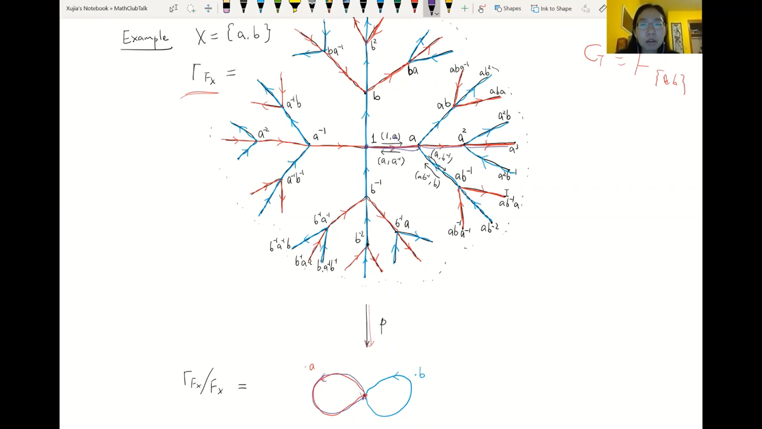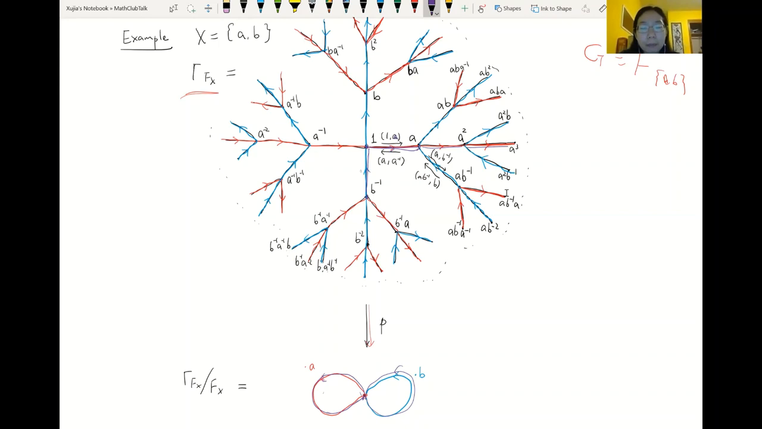And similarly, there is a second type of edges, which are the blue edges here. Those edges go from one vertex to the other by multiplication by B. So those are all in the same orbit as well. They are mapped to the same edge here. Of course, we also have their reversals. I just didn't draw them.